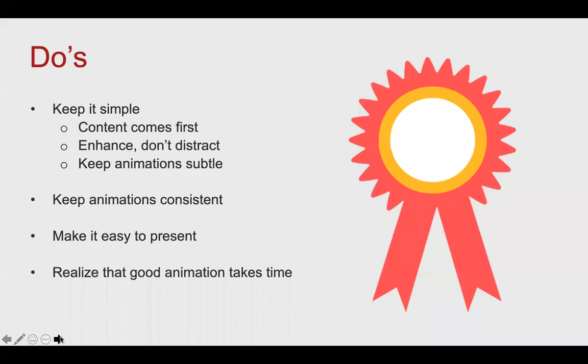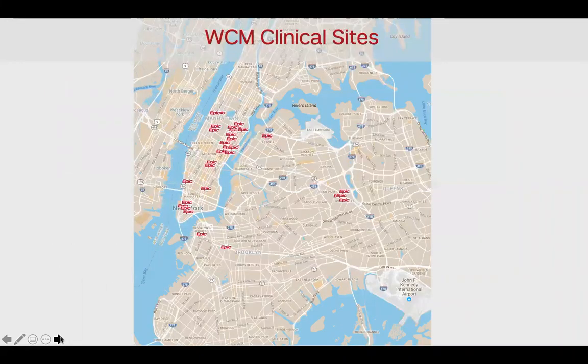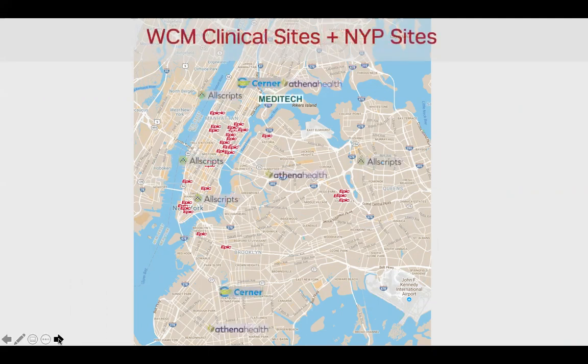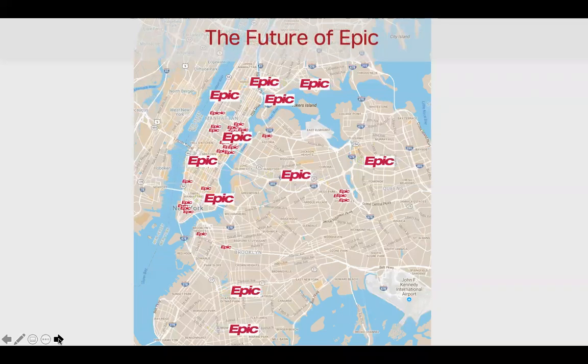And let me kind of show you what I mean. So this was a slide deck that I did for someone else. And it was a couple of years ago, actually, when we were talking about Epic Together. And instead of putting a bunch of text on a slide that described what Epic Together was trying to do, we decided to just visualize it. So this was showing what the current, at the time, WCM clinical sites were. And then I used animation to illustrate what the NYP sites were in addition to these Epic sites, and how we wanted to transition them so that we could all just be one big Epic family, essentially.